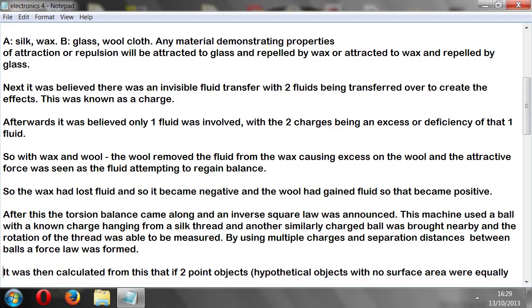But anyway, you had this ball with a known charge hanging from a silk thread, and another similarly charged ball. So you knew the charge already. It was calculated before, probably by pushing these at a certain force. But anyway, you brought another similarly charged ball nearby, and you measured the rotation angle of the thread. Then if you did multiple different charges and different separation distances between the two balls, the force law was made, right?